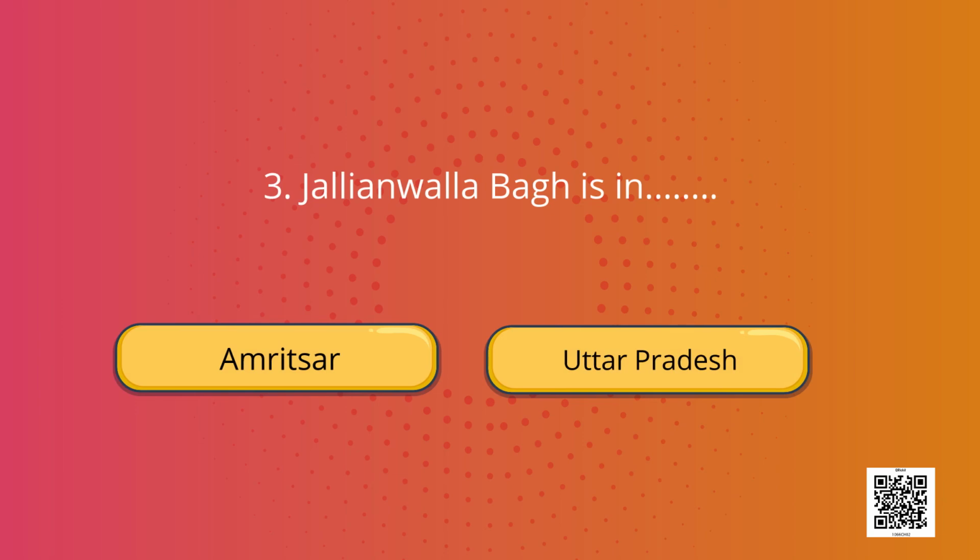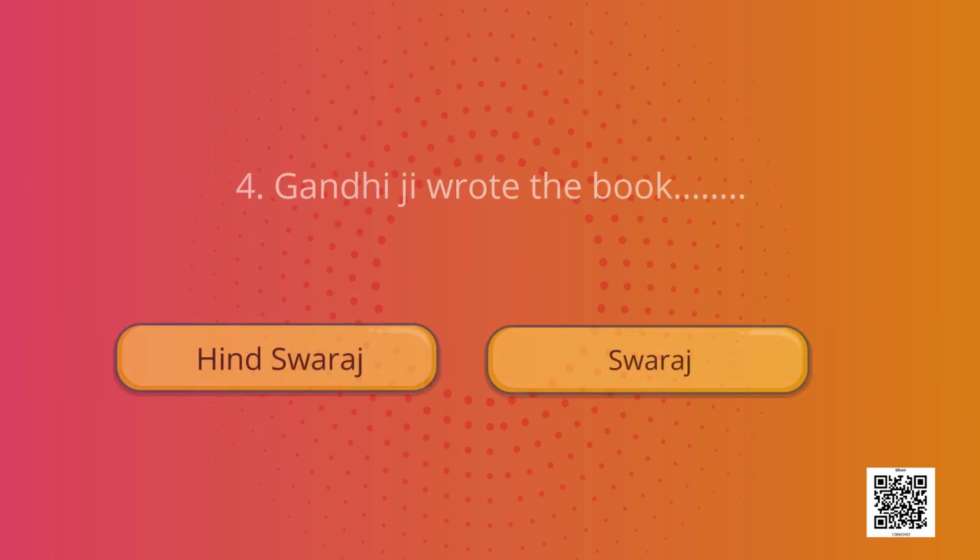Let's take a look at the third question. Jallianwala Bagh is in Amritsar or Uttar Pradesh? And the answer is Amritsar. Let's move on to the next question. Gandhiji wrote the book, and the options are Hind Swaraj or Swaraj. And the answer is Hind Swaraj.